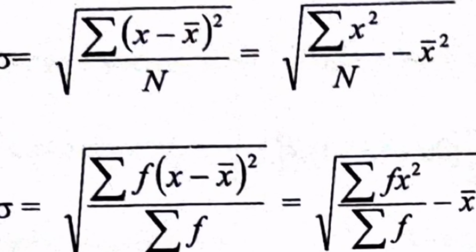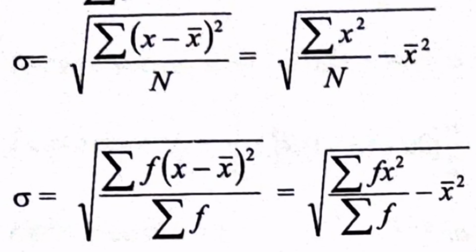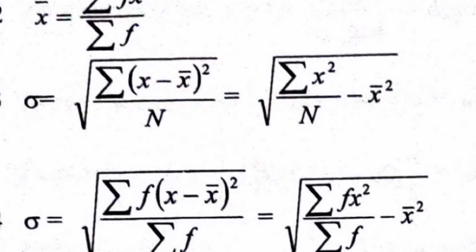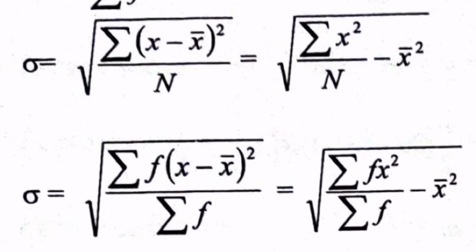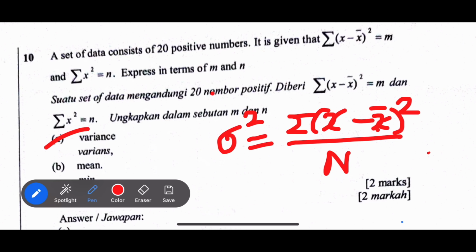The first formula, we copy down: standard deviation is equal to, okay, let's copy down the formula and use it right now. I'm going to show you how to use this formula for the standard deviation. For standard deviation we have two formulas, and you must know both. This is the standard deviation, but I take out the square root by squaring both sides, so it becomes variance. Variance is equal to summation of x minus mean square over n. The formula given has the square root, but I square it so that it is easier for me to substitute.